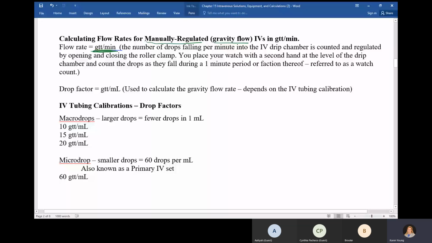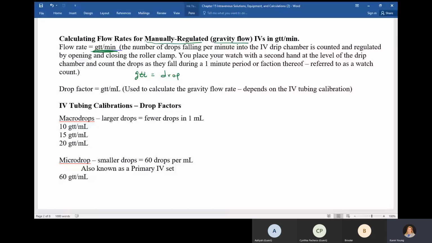GTT stands for drops. I don't think I have that up there. So GTT, and sometimes my GTT looks like GH. That represents drop. It's actually either the Greek or Italian. I think it's a Greek word. It's an abbreviation of the Greek word for drop, because most of our medicine comes from the Greeks, I think, or Latin. I used to know that.